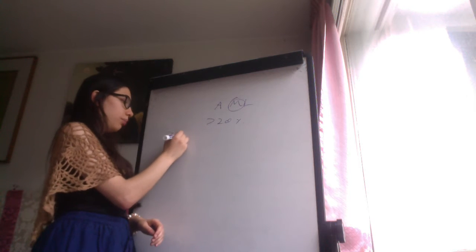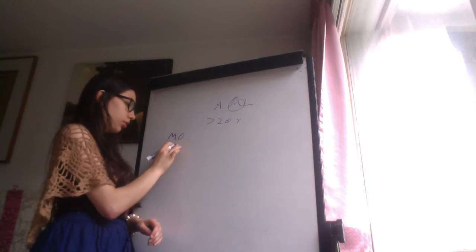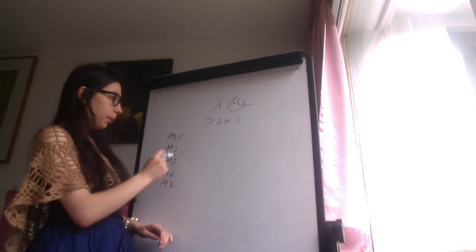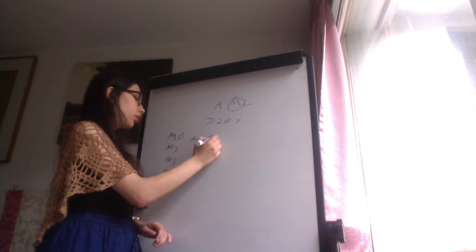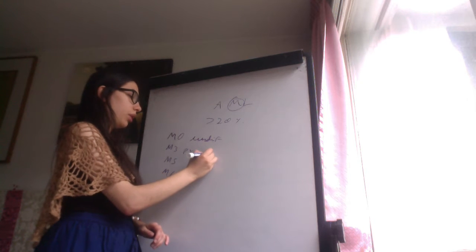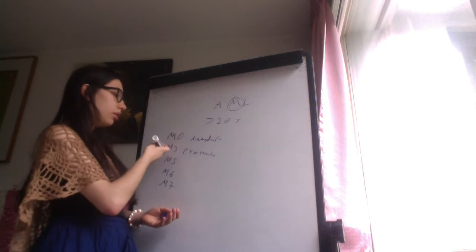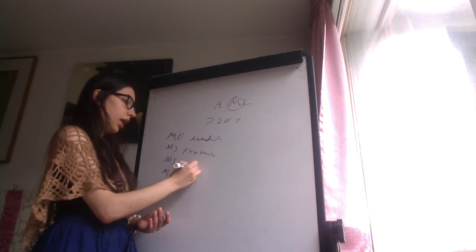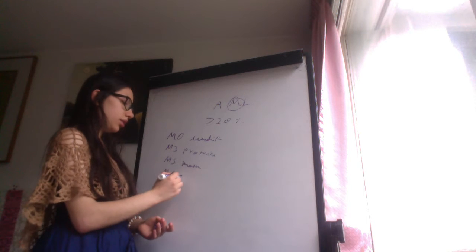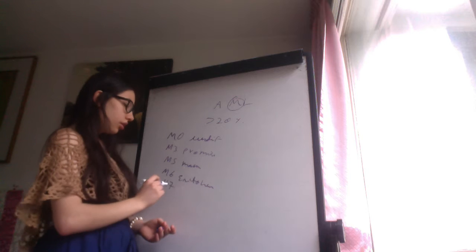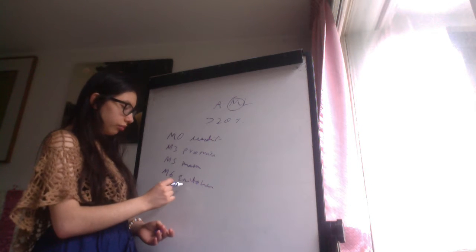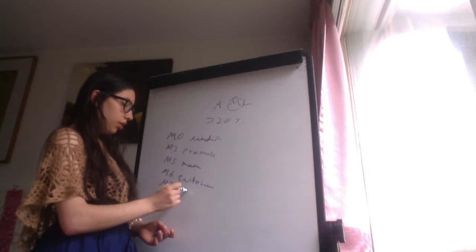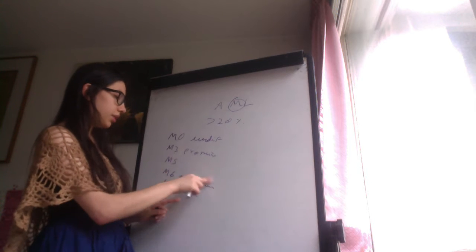We have M0, M1, M2, M3, M4, M5, M6, and M7. M0 is undifferentiated. M3 is promyelocytic, so acute myelogenous leukemia M3 or promyelocytic leukemia. M6 is erythroleukemia, M7 is for megakaryocytes, and M5 is for monocytes.